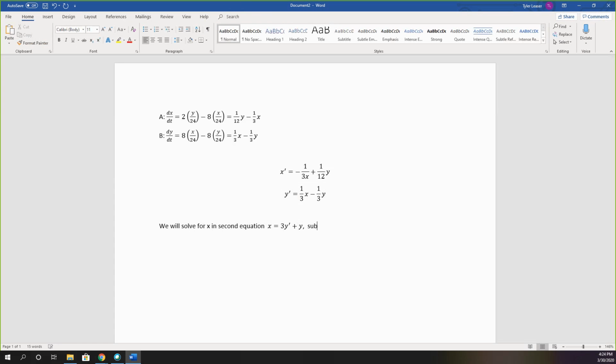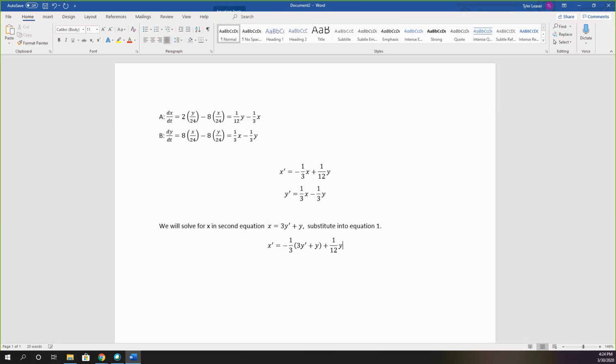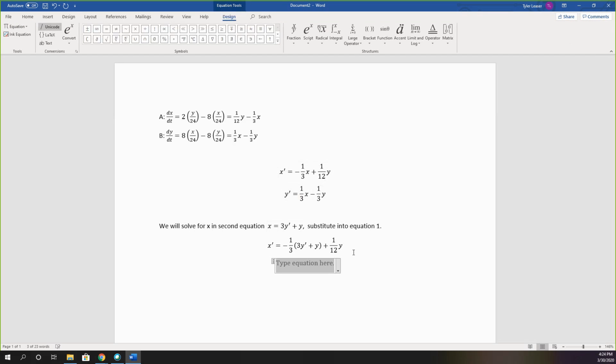All right, then remember we're going to be substituting this into equation 1. So if I substitute x equals 3y prime plus y into the, x is not supposed to be in the denominator. Didn't even see that. All right, so we're going to plug this x here in for this x up top here, and we'll get this. X prime is going to be negative 1/3 times, now my x is 3y prime plus y, and then that's still going to be plus the 1/12 y on the end. And then cleaning this up a little bit, again, not hard to clean up. You just got to be a little bit careful with it.